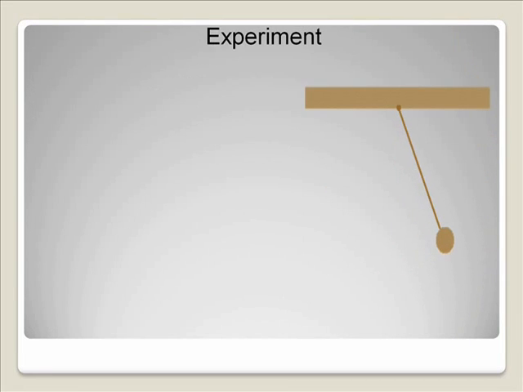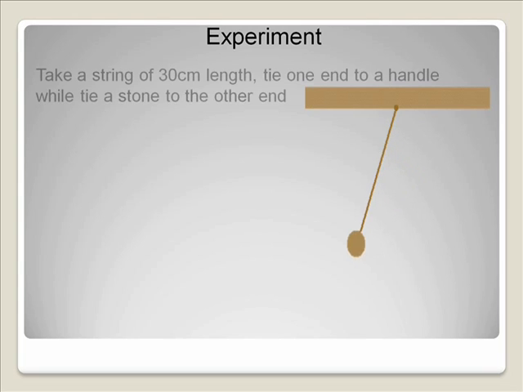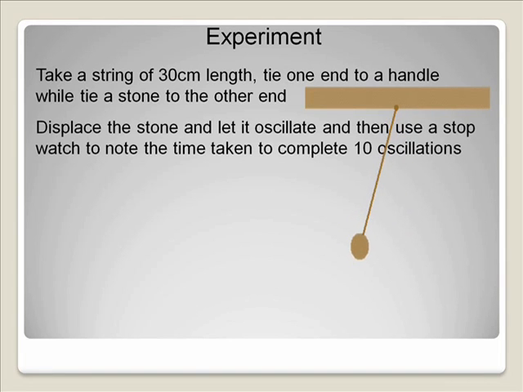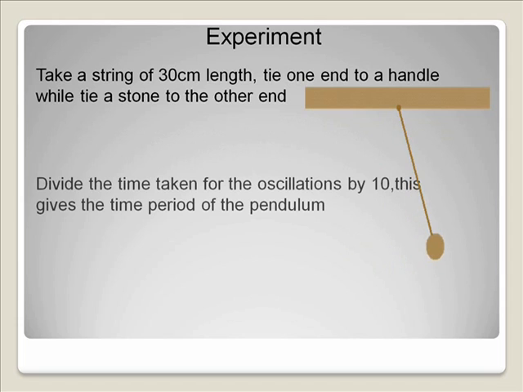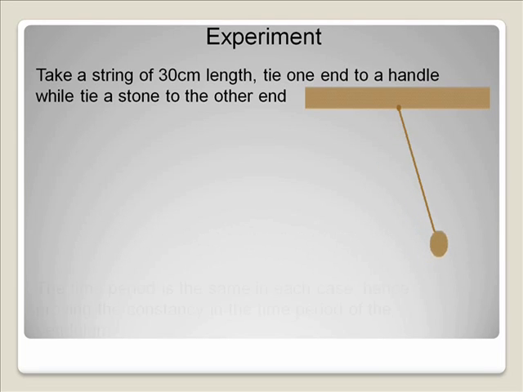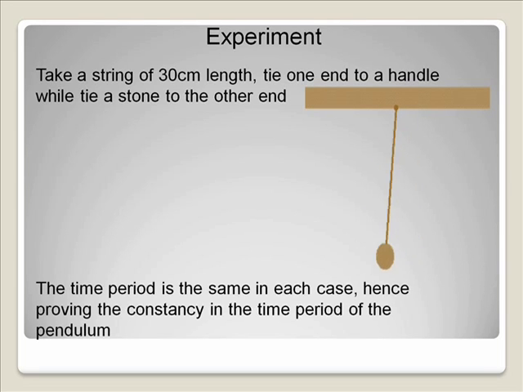Let's perform an experiment. Take a string of 30 cm length, tie one end to a handle, and tie a stone to the other end. Displace the stone and let it oscillate, and then use a stopwatch to note the time taken to complete 10 oscillations. Divide the time taken for the oscillations by 10. This gives the time period of the pendulum. Repeat the experiment many times and compare the values of the time periods obtained. The time period is the same in each case, hence proving the constancy in the time period of the pendulum.